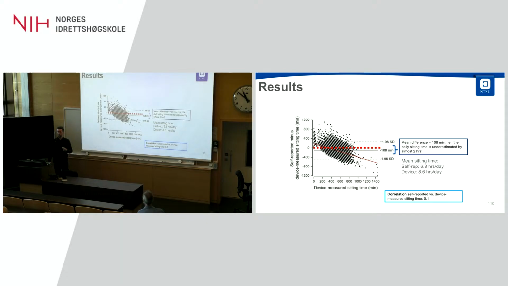Those who were younger were much better at reporting their sitting time than the older. And similarly, with education, those with a university degree were better than those with a lower education. And same with the physical work demands. Those who had very sedentary jobs were pinpoint accurate on average in reporting their sitting time, but the more active work they had, people tended to underestimate more and more.